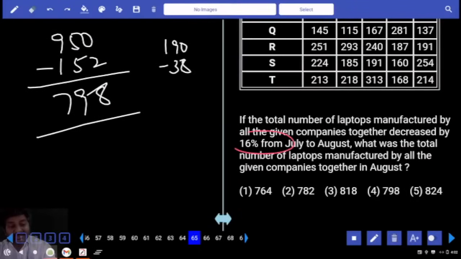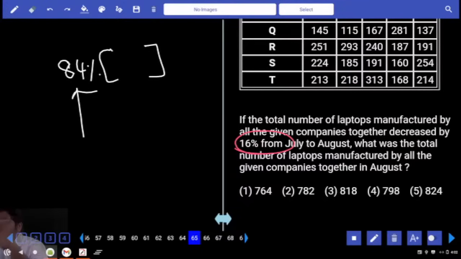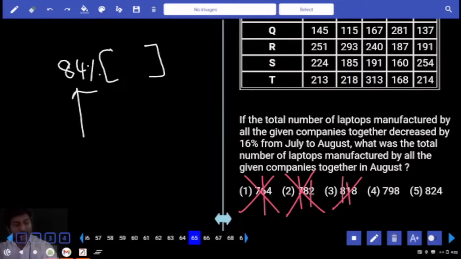If the value is decreasing by 16%, it becomes 84% of some number. 84 is a 3 multiple. The answer should be a 3 multiple. Come on. Look at first option. No. Second option. No. Third option. No. Fourth option. Yes, maybe. Consecutive numbers: 2 plus 4, 6. No.